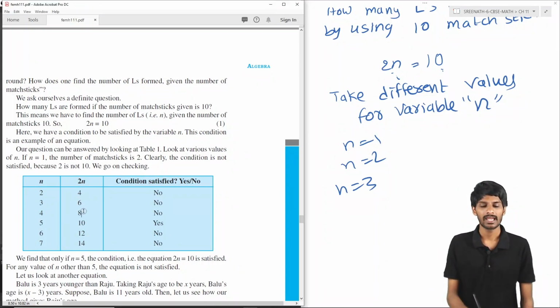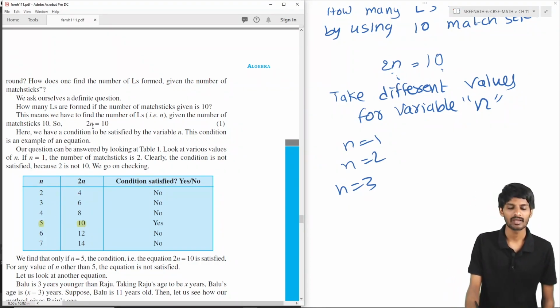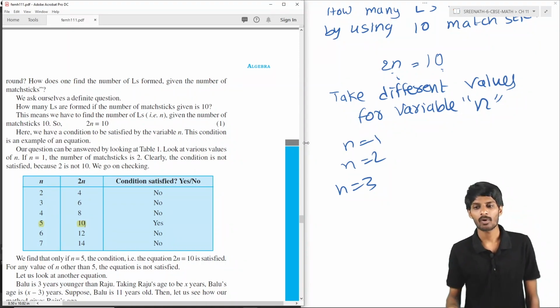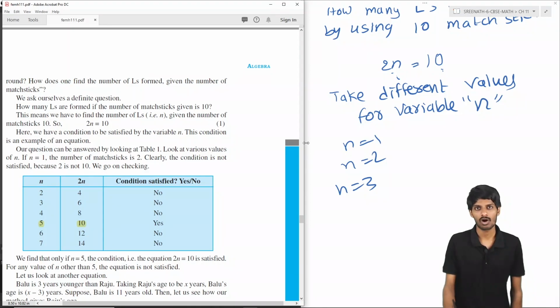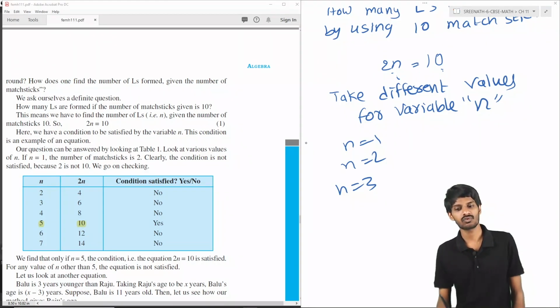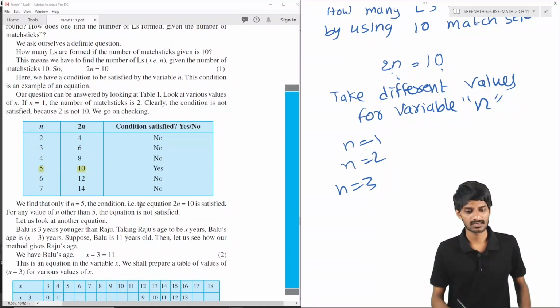2n equal to 8, but we want 10. 2n equal to 10, we want 10. So the condition is matched. When is the condition matched? Yes, whenever n is 5. So whenever n is 5, this condition is matched. So the number of L's formed using 10 matchsticks is 5, like that, students.